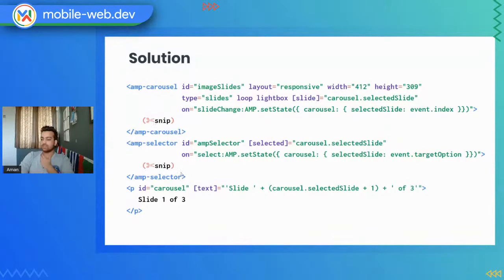And then we have also created an amp-selector. And inside the amp-selector, we have different images. Then under it, we have a paragraph which changes the value of slide 1 of 3 and whatever you want to show. So here we again have a concatenating text example which is showing slide carousel dot selected slide plus 1 of the 3. So a simple example of how it is changing the value.